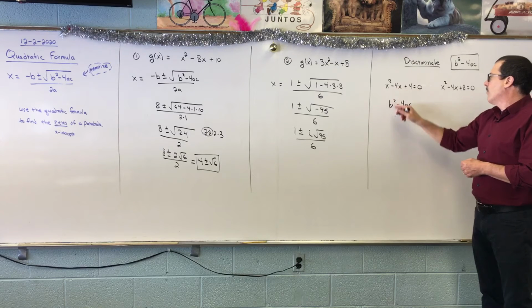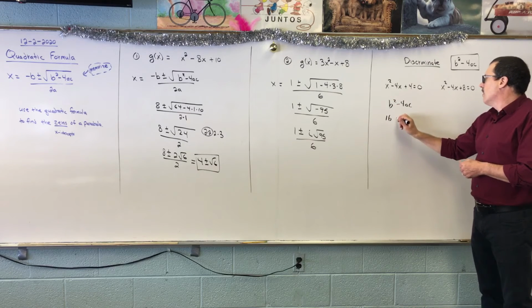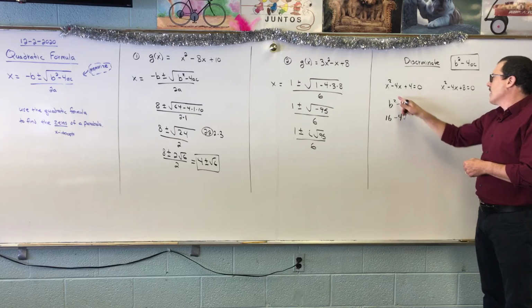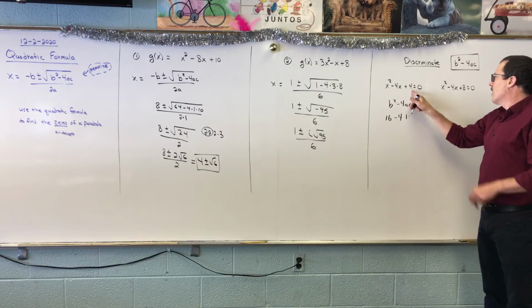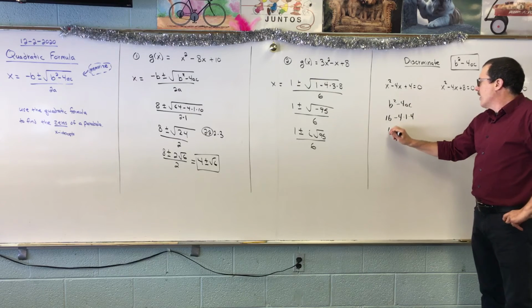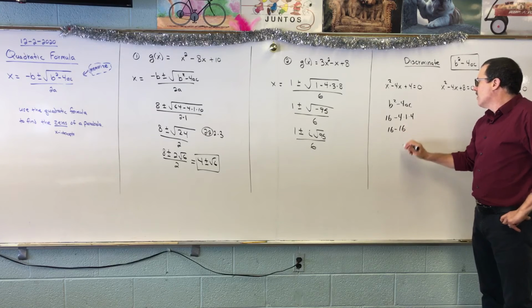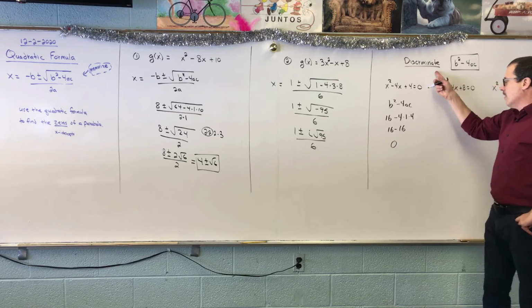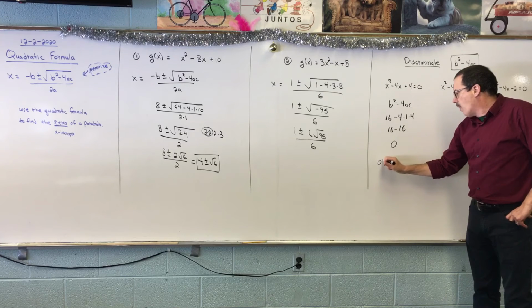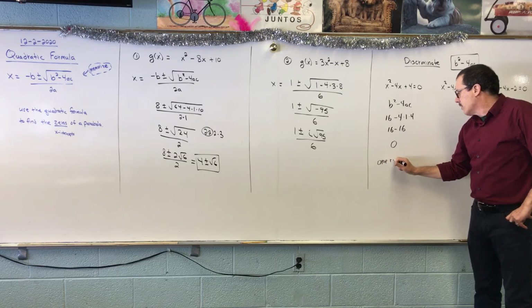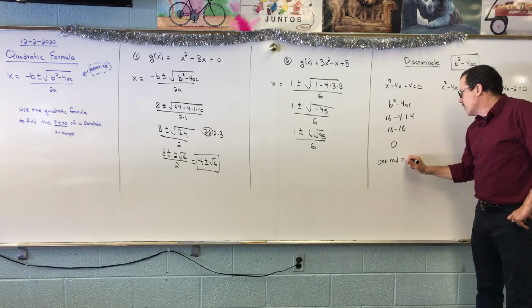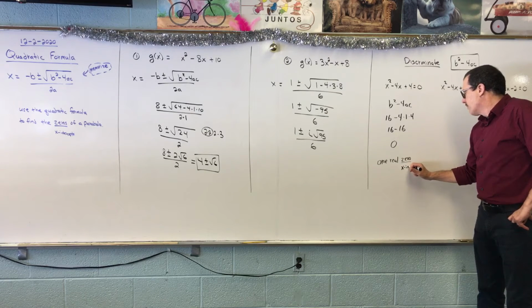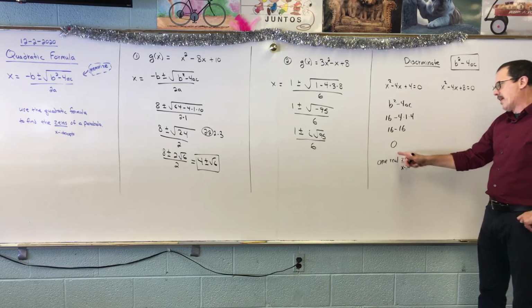So b is -4. Negative 4 squared would be 16, minus 4 times a is 1, times c is 4. So I end up with 16 minus 16, which is 0. If you get a 0 for the answer for the discriminant, that means that there is one real 0, and by 0 we mean x-intercept. Don't confuse this 0 with that one.